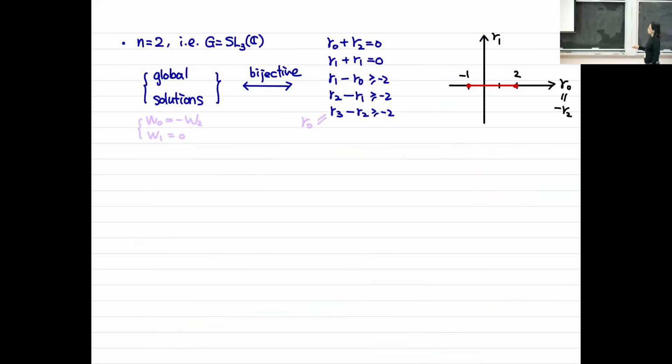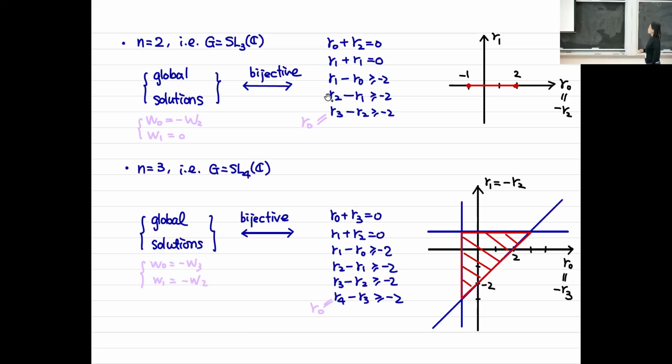And if you look at n equals 2, then you have w0, w1, and w2. The anti-symmetry tells you that the middle part has to be 0, so w1 is 0. And then w0 and w2 differ by a minus sign. So the right-hand side still gives you this closed interval.